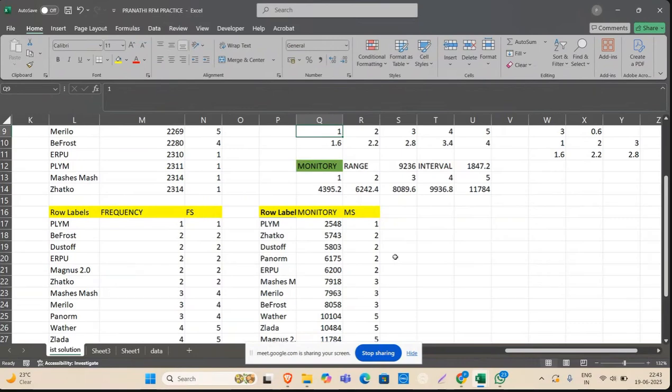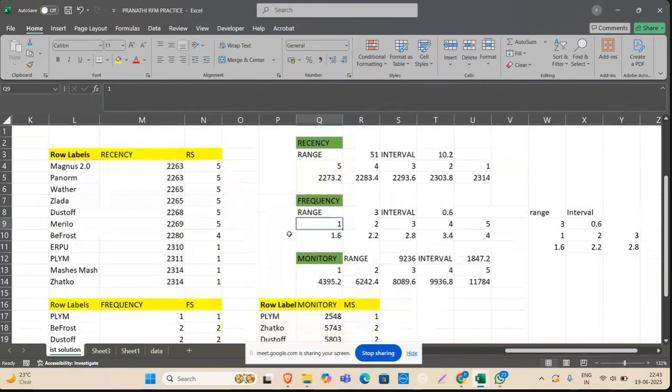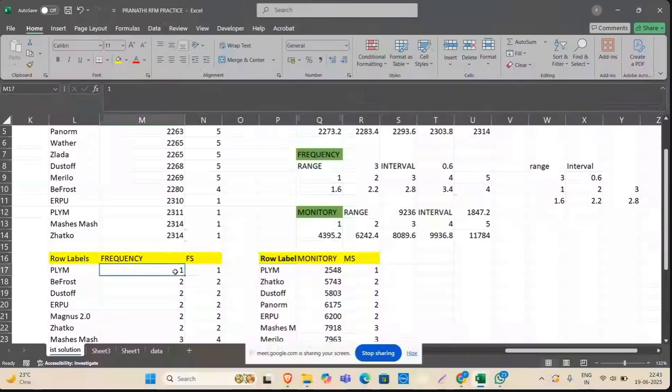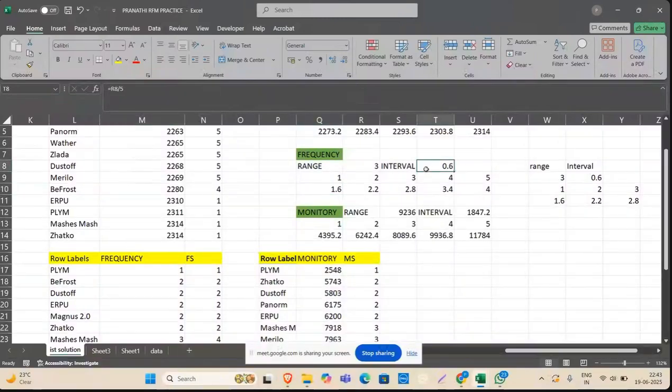But here you say for frequency score, to find out frequency score, you drag down a little bit upside. See here 1.6, this is same how you calculated. So the frequency is 1, right? So 1 plus the interval 0.6, then 1.6 plus 0.6, 2.2 plus 0.6, like that.